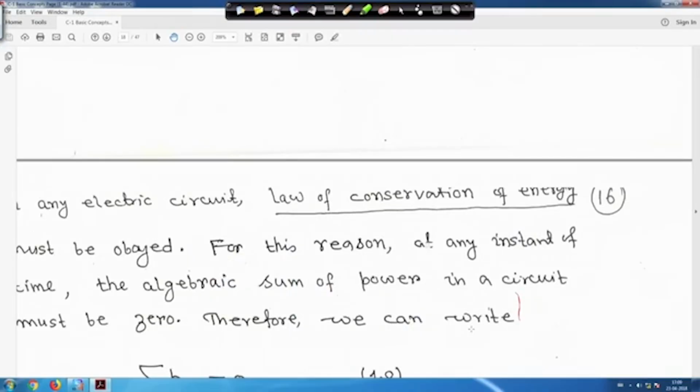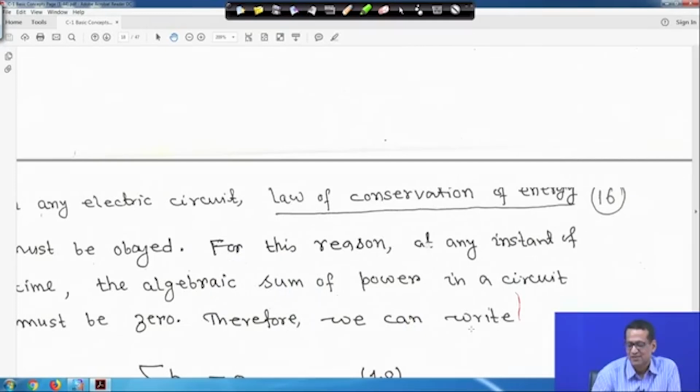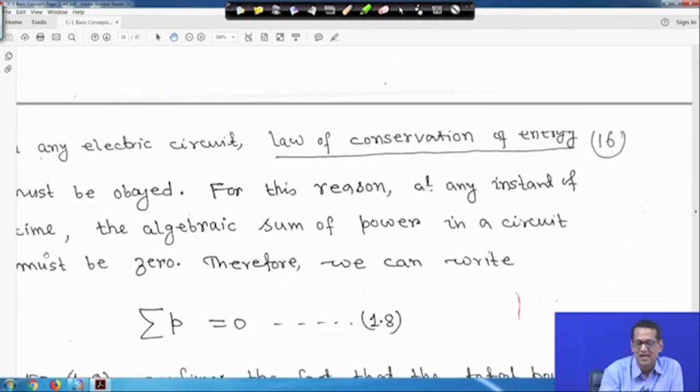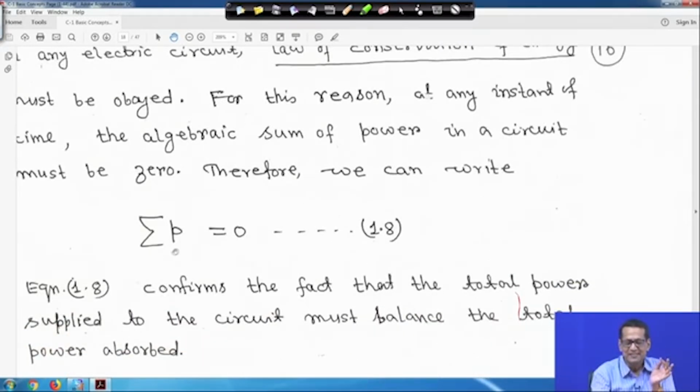Now for any electric circuit, the law of conservation of energy must be obeyed, right. For this reason, at any instant of time, the algebraic sum of the power in a circuit must be 0. Therefore, we can write in general sigma p is equal to 0.